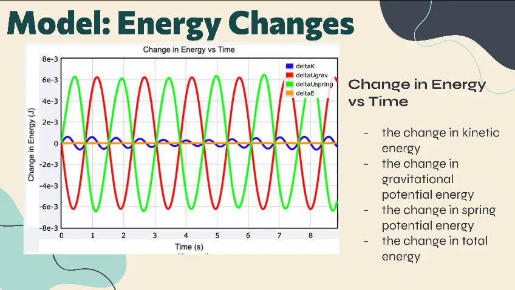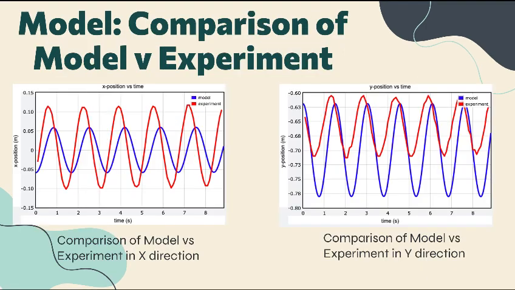So for the first part of the model, this is the energy changes, and we can see the change in energy versus change in time. You can see the change in kinetic energy, the change in the gravitational potential energy, the change in the spring potential energy, and the change in total energy. And the key over on the side shows which color is which. And then we'll get into the second model, which is the comparison of the model versus the experiment.